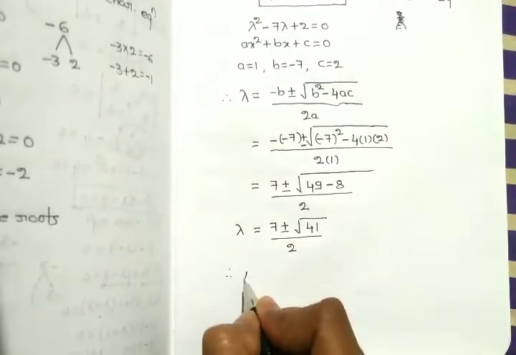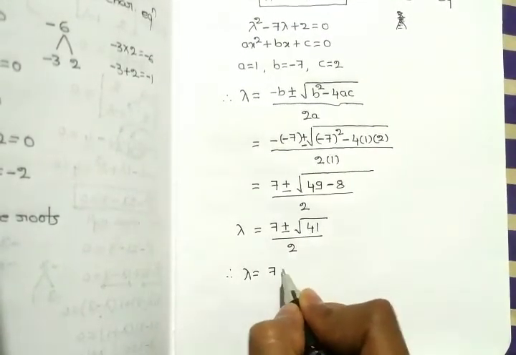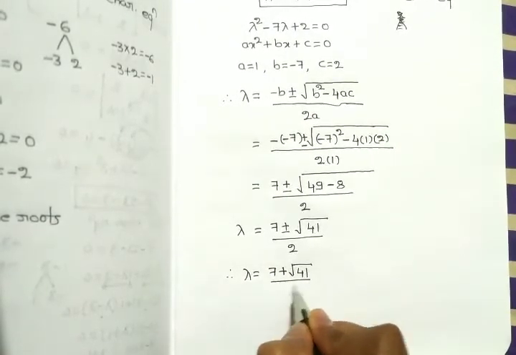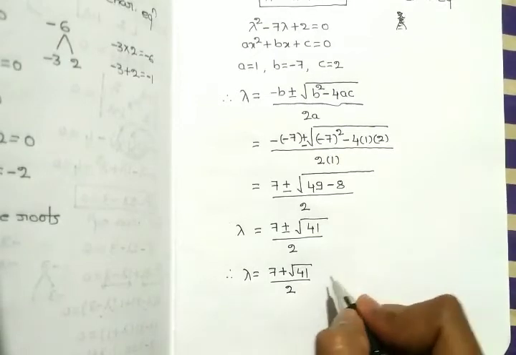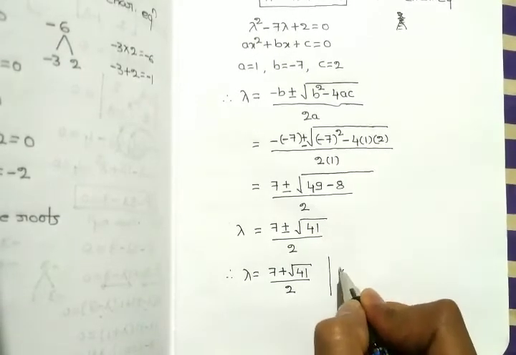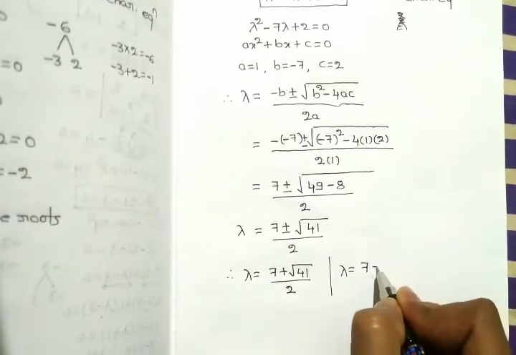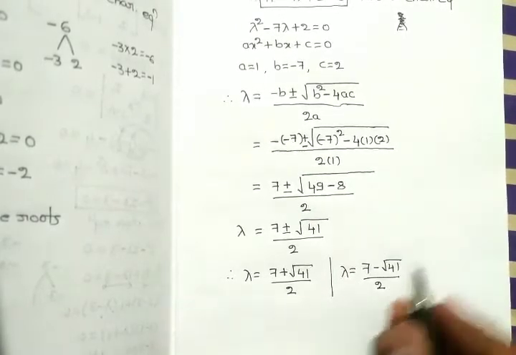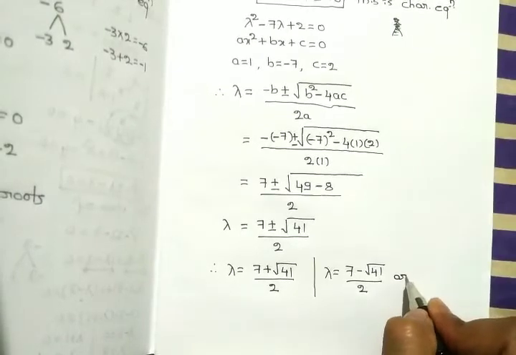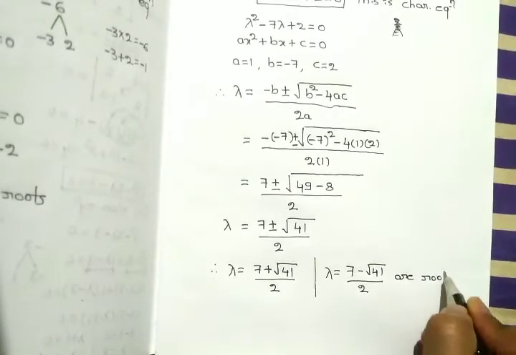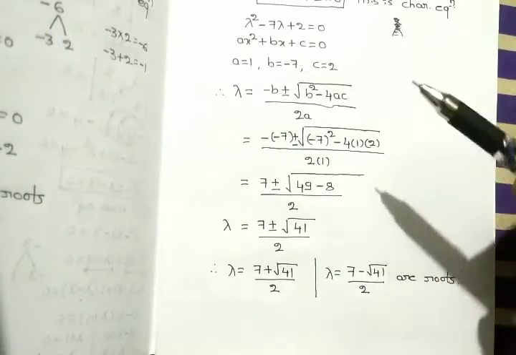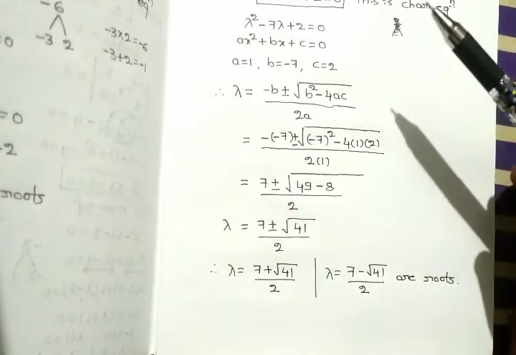Therefore, lambda is equal to 7 plus root 41 divided by 2, and one more: lambda is equal to 7 minus root 41 divided by 2. These two are the roots. So this is how we need to find the roots when the factorization method is not possible.